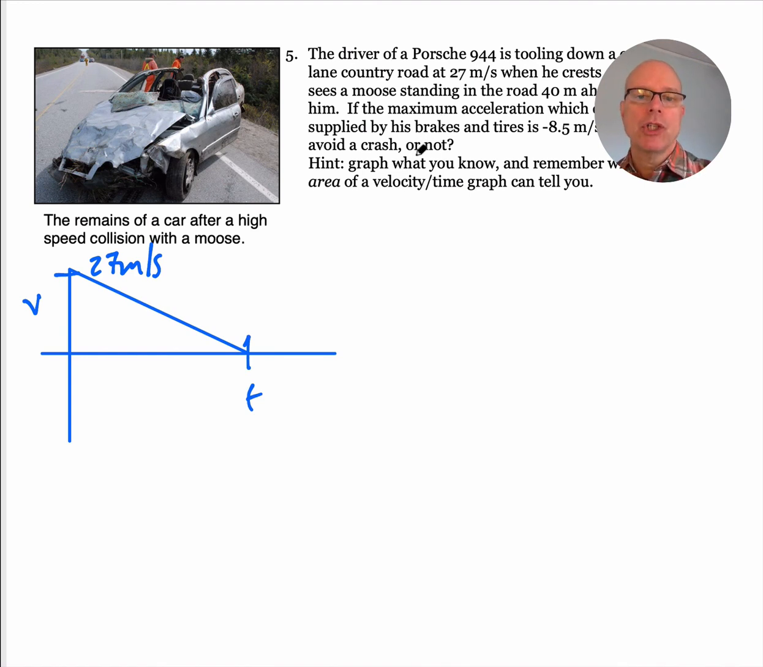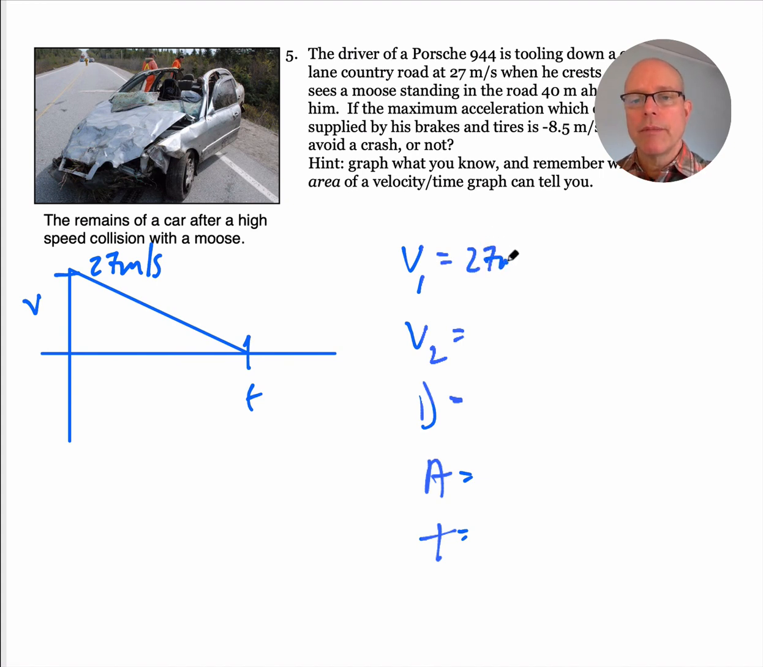That's what makes this question special. So what I'm going to do is write down what I know: V1, V2, D, A, T, and we'll go to town, and I'll show you what's what. Velocity number 1, 27 meters per second. Velocity 2, let's assume that this man does not crash.